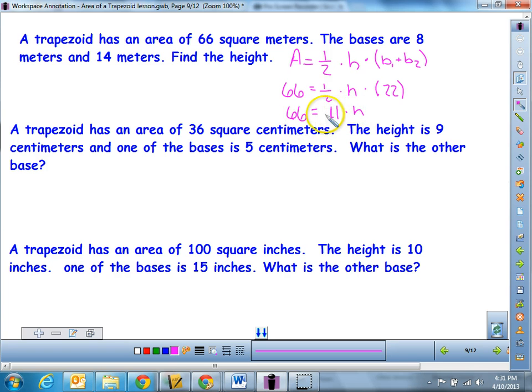So what number times 11 equals 66? Remember your fact families. You can work it backwards and say 66 divided by 11 equals h. And when we do that, we find that h equals 6. So the height of this trapezoid is 6.